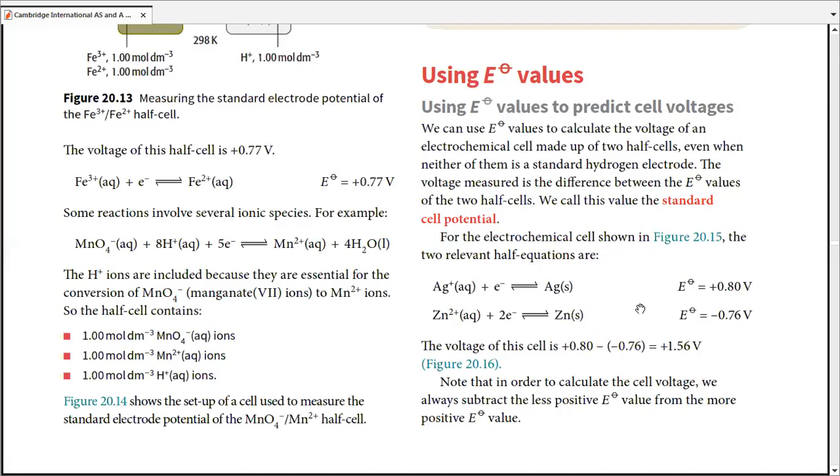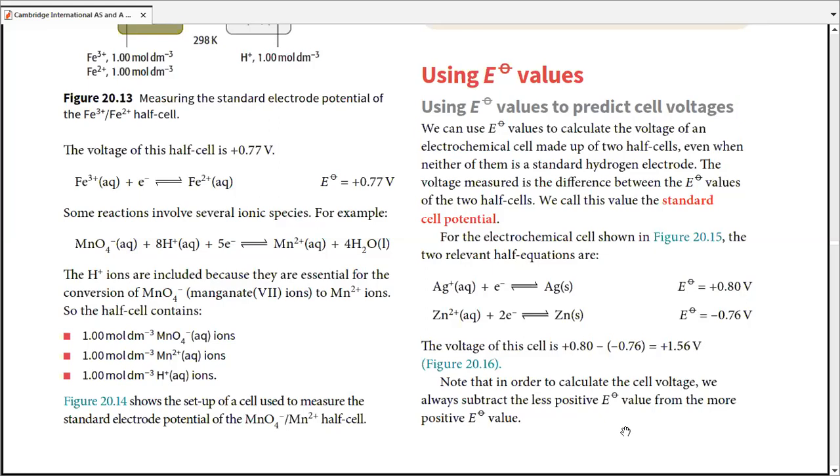Now take a look. In this example, we are connecting a silver ion half cell to a zinc ion half cell. And we know their values from separate connections. When they were connected to the SHE, their values were this. Now, what would be the voltage of this cell? That would be the voltage of the cell. This would be 0.80 minus minus 0.76, which is plus 1.56 volts.